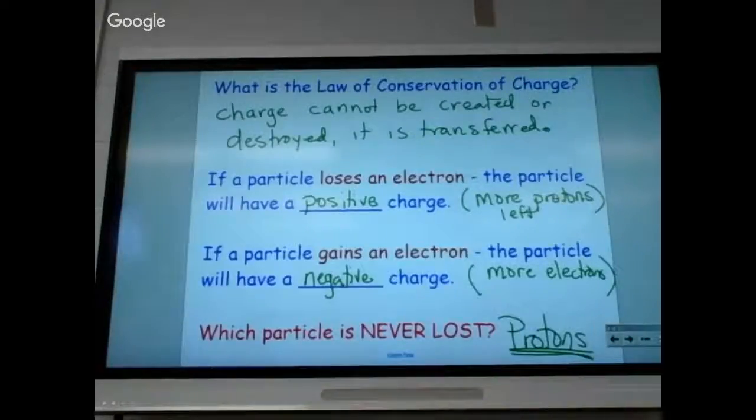Which particle is not lost? Protons. Protons never leave. They are always in the nucleus. They cannot be lost or gained. The reason is you would change the element.